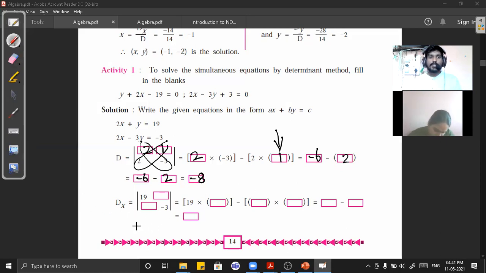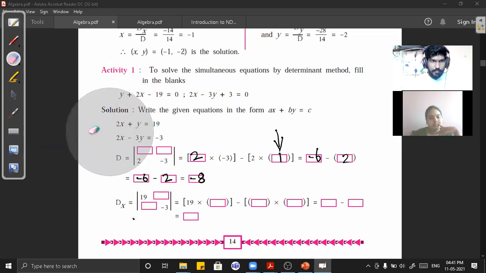Okay. So now we'll go for dx. You remember, right, when we find out dx, what do we do? The first column, I'll erase this. That's 2 and 1. When we find out dx, this coefficient of x, you replace it with the right hand side. So here will come minus 3. Correct. So here I'll write minus 3.